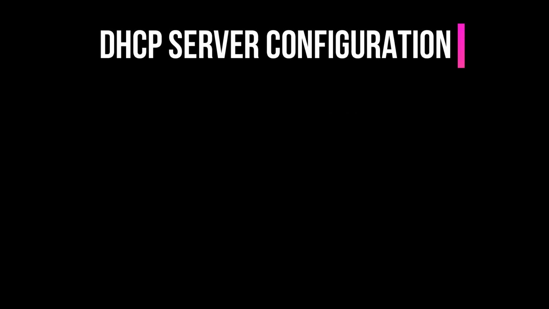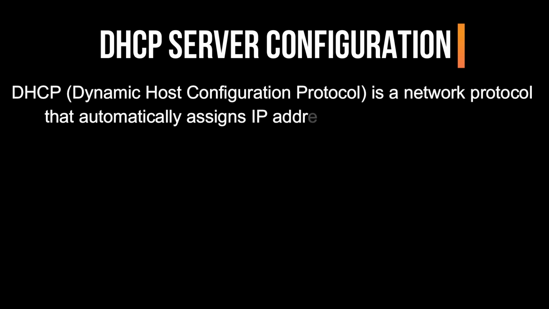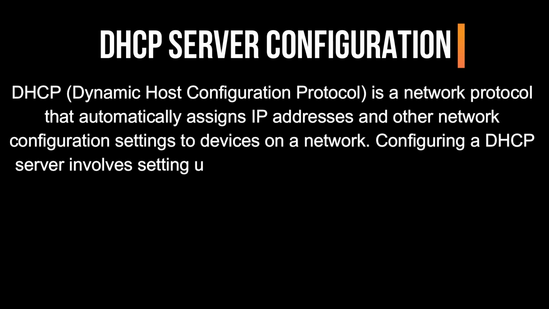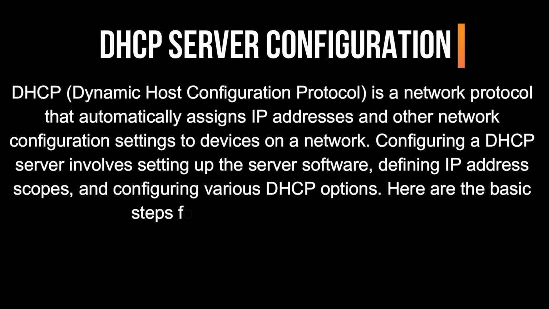DHCP server configuration. DHCP, Dynamic Host Configuration Protocol, is a network protocol that automatically assigns IP addresses and other network configuration settings to devices on a network. Configuring a DHCP server involves setting up the server software, defining IP address scopes, and configuring various DHCP options. Here are the basic steps for DHCP server configuration.